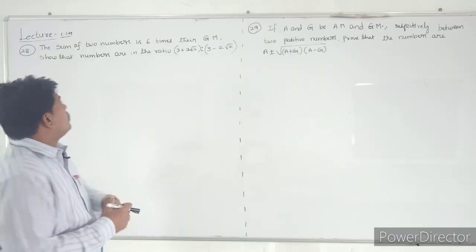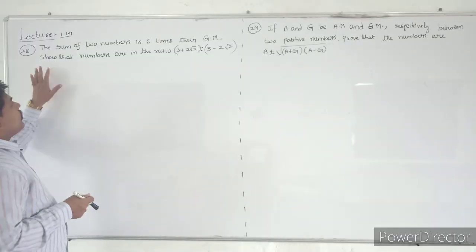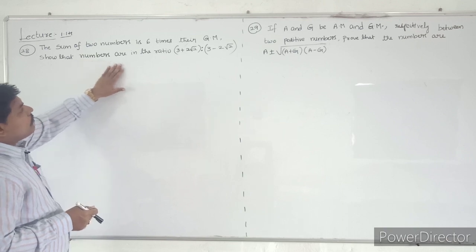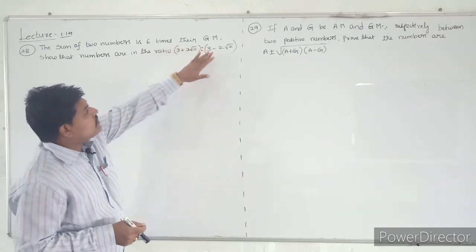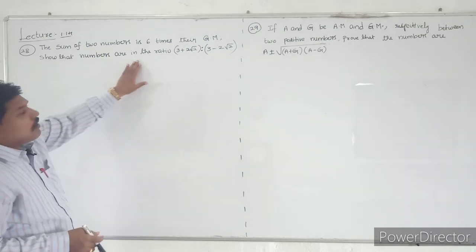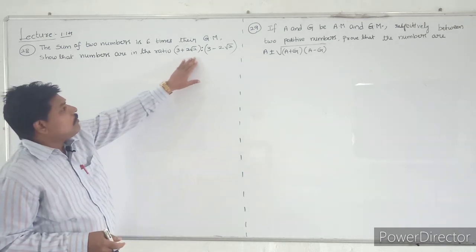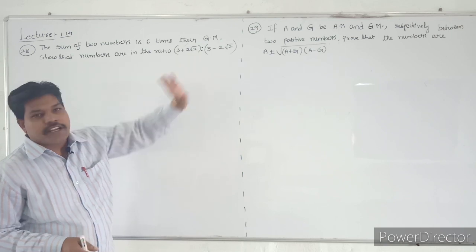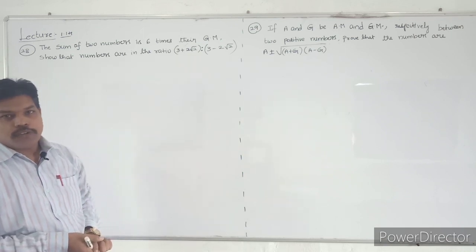See students, see question number 28. The sum of two numbers is 6 times their geometric mean. So show that the numbers are in the ratio 3 plus 2 root 2 is to 3 minus 2 root 2. So how to prove this one?